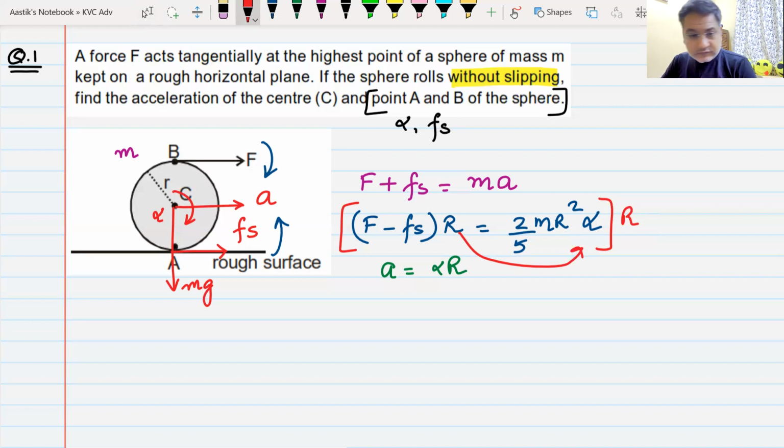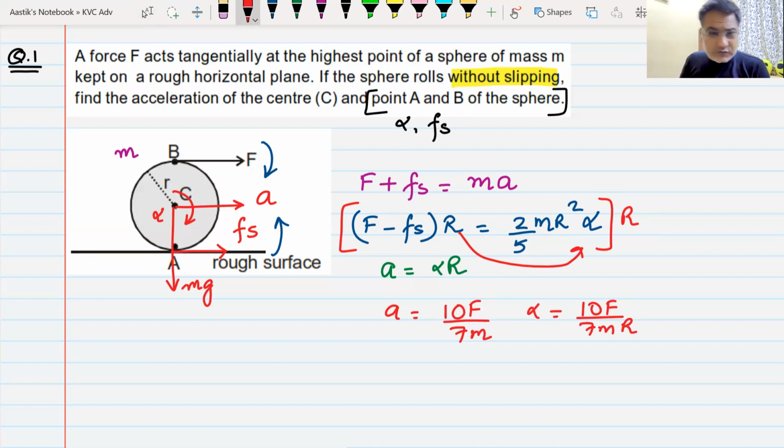10F by 7m, sir. That is correct. Acceleration is 10F by 7m. Once you get the value of a, you will get the value of alpha, 10F by 7mr. Once you get these two, you can put them in the equation and get the value of static friction. Do we understand this? Yes, sir.